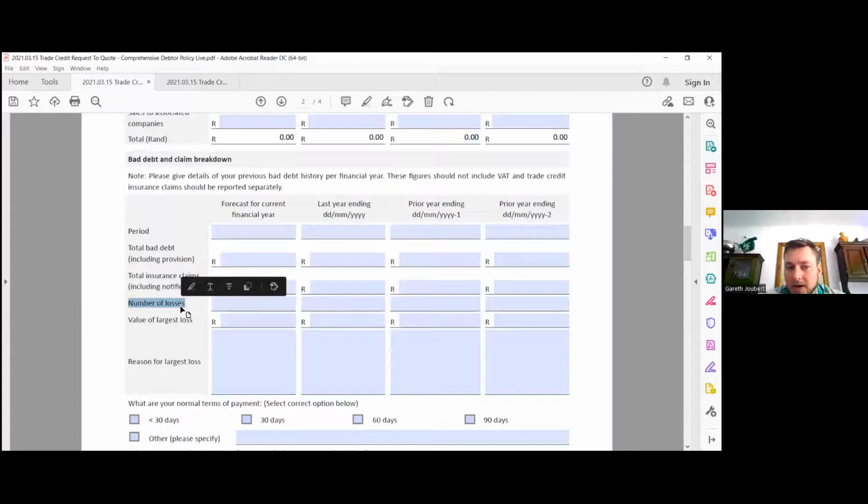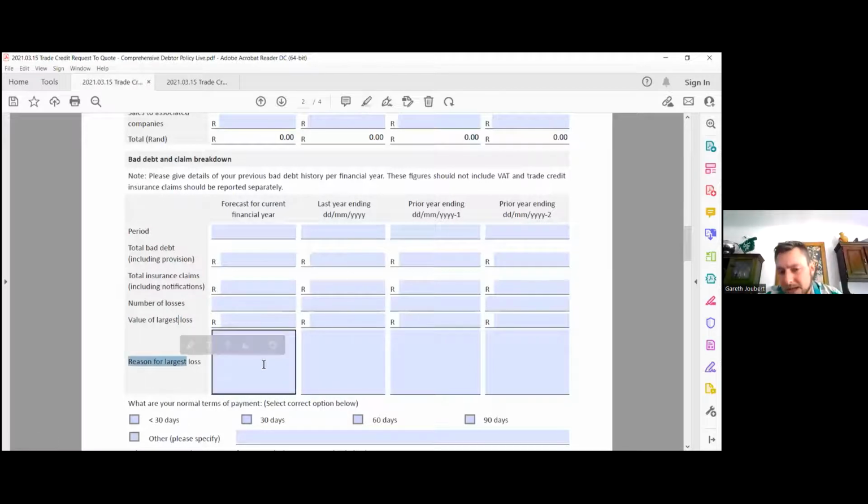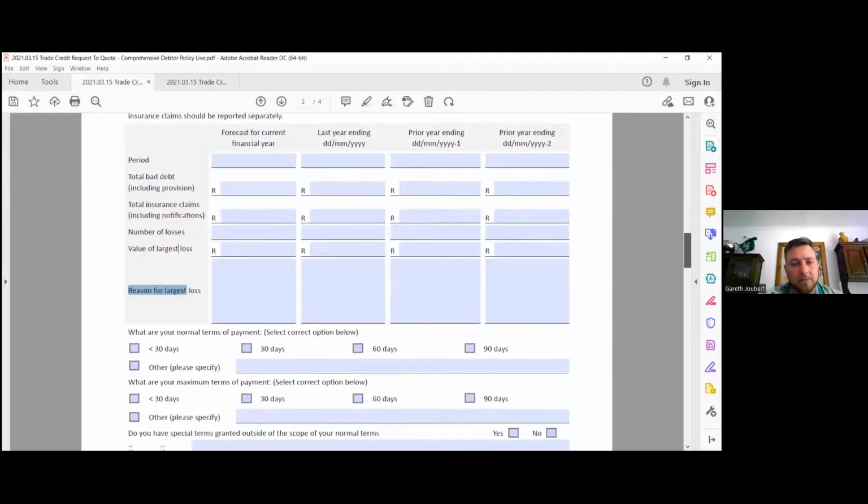We want to know how many losses you have, because again, that gives us an understanding of how risky your environment is or what your inherent credit management is like. Because the better the credit management of the policyholder, the more relaxed, I suppose, we can be when we manage a client, right? Okay, value of the largest loss, obviously that talks to severity and then the reason, right? Sometimes it's a market loss, that happens quite a lot. Sometimes it just happens, right? So business rescue, liquidation, client ran out of money, whatever it is.